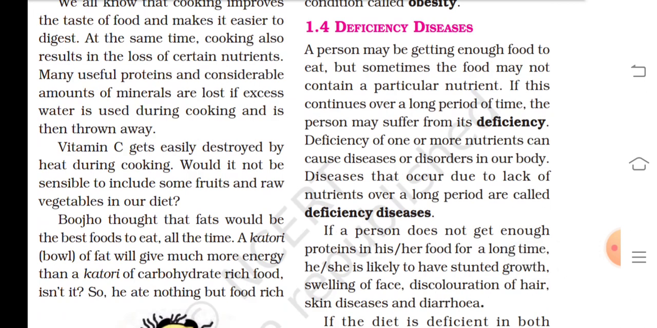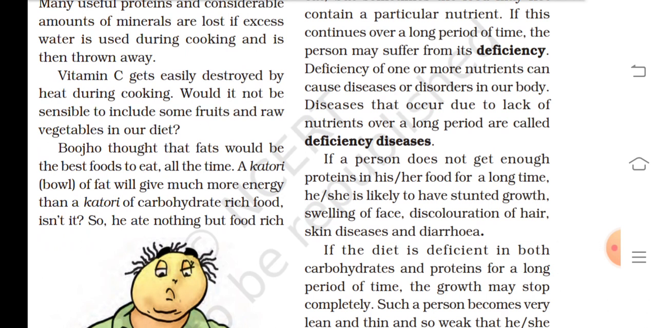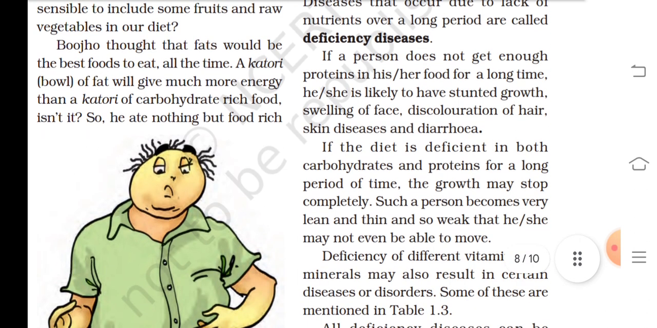Deficiency disease. A person may be getting enough food to eat, but sometimes the food may not contain a particular nutrient. If this continues over a long period of time, a person may suffer from its deficiency. Deficiency of one or more nutrients can cause disease or disorder in our body. Diseases that occur due to the lack of nutrients over a long period are called deficiency diseases.